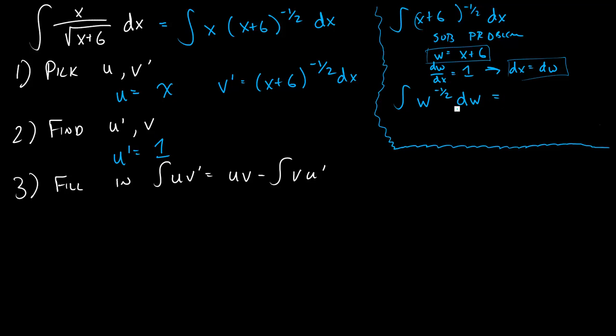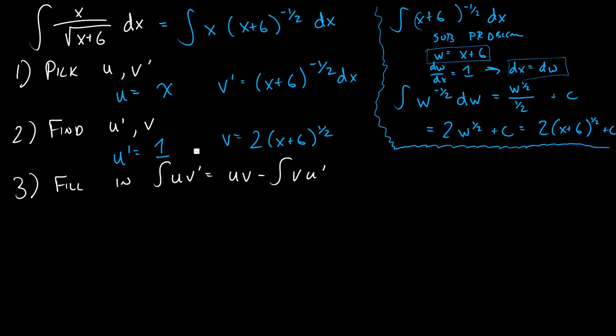And so that will be equal to, I can just use a formula here. Remember, I just add 1. So rather than w to the negative 1/2, I'll have w to the 1/2 divided by 1/2 plus c, which is really equal to 2w to the 1/2 plus c. To get that, you can multiply the top and the bottom of this fraction by 2 over 1. And resubstituting back in our x's, we'll get 2 times x plus 6 to the 1/2 plus c. So that is my v over here. This 2 times x plus 6 to the 1/2.